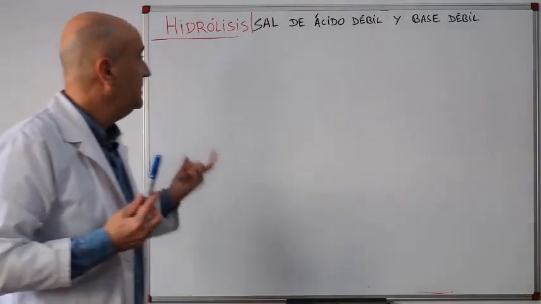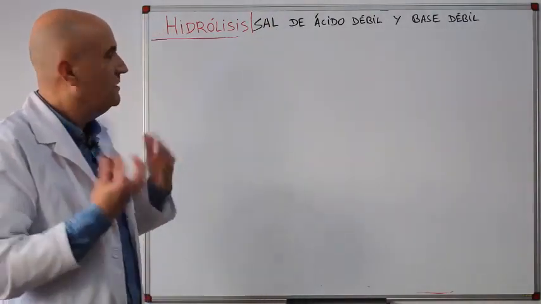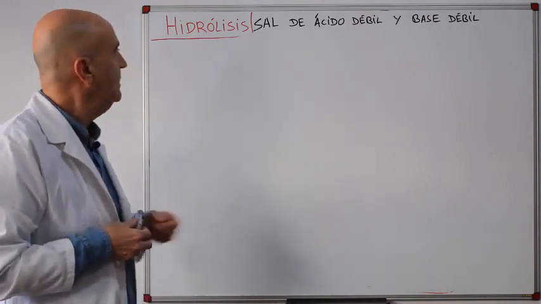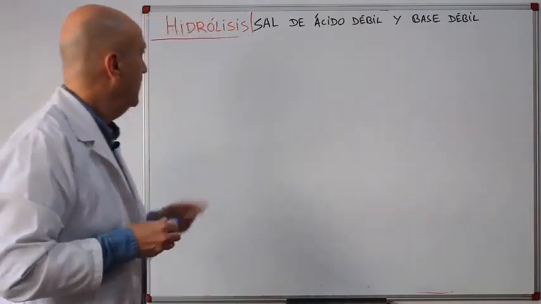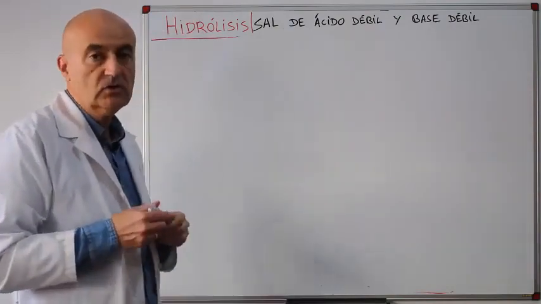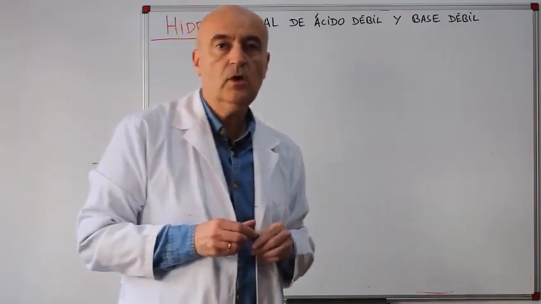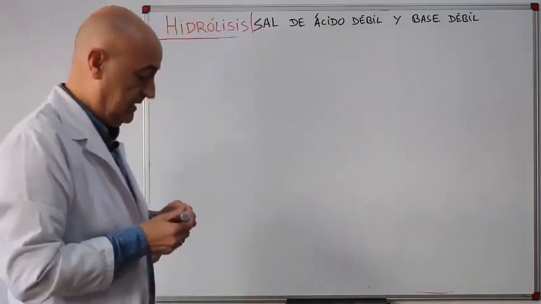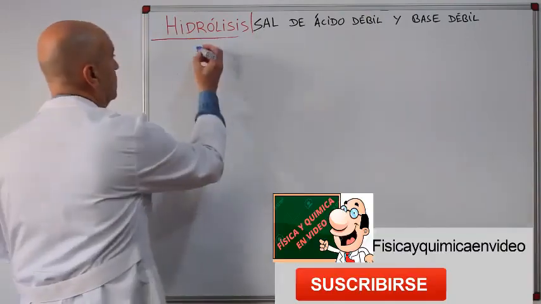Alright, let's check out the last part of the hydrolysis. This time we'll do it a bit theoretically, where we will try to deduce the pH of a salt that comes from a weak acid and also from a weak base. As you well know, hydrolysis is the reaction of the ions that remain in solution after adding a salt. Well, in this case, the salt I am going to show you is ammonium acetate.